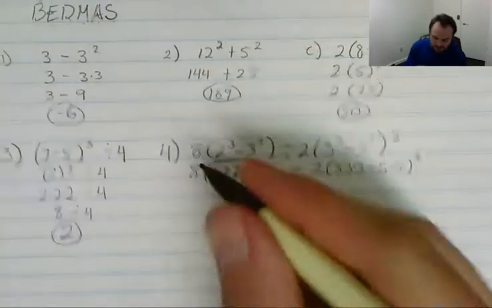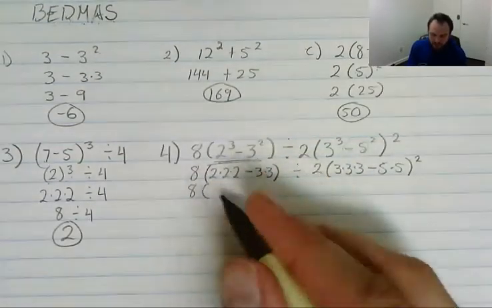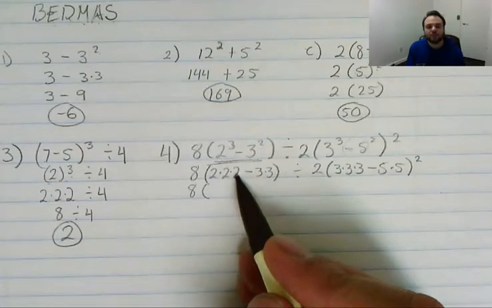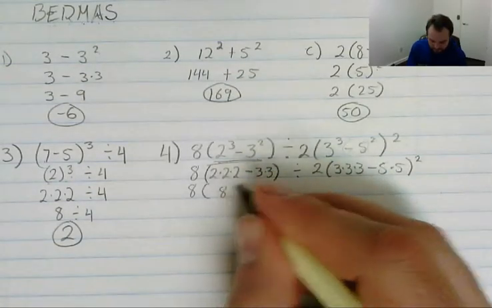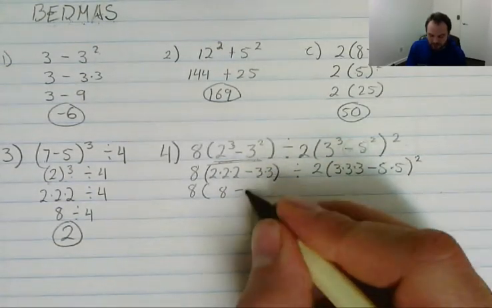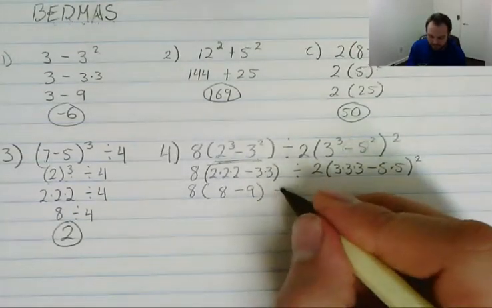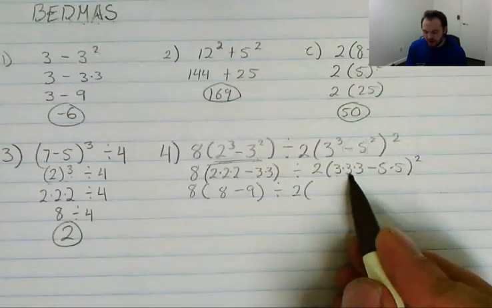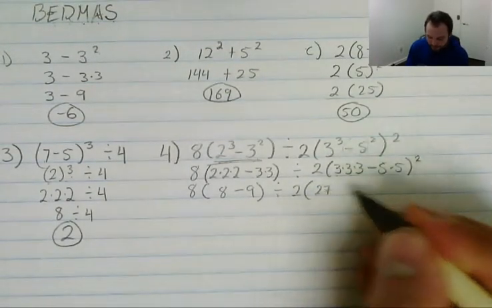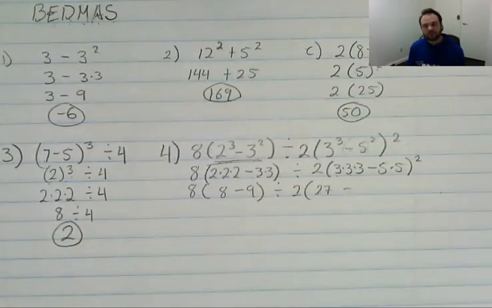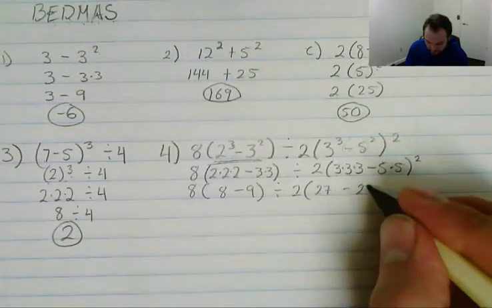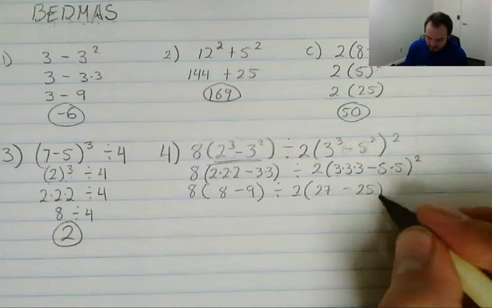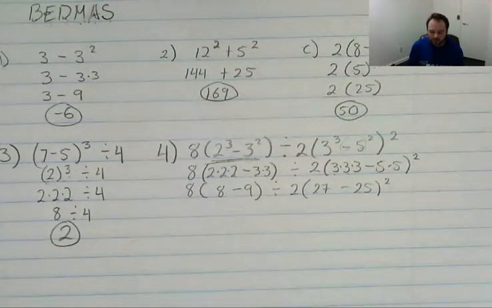Alright, so let's continue this here. We have 8. 2 times 2 is 4, times 2 is 8. Minus 3 times 3 is 9. Okay, now we're going to divide this. I have a 2. We have 3 times 3 is 9, times 3 is 27. 5 times 5 is 25. We're subtracting those. There's a 2. And that's squared. Okay?